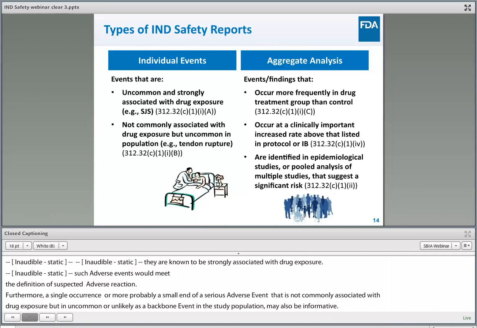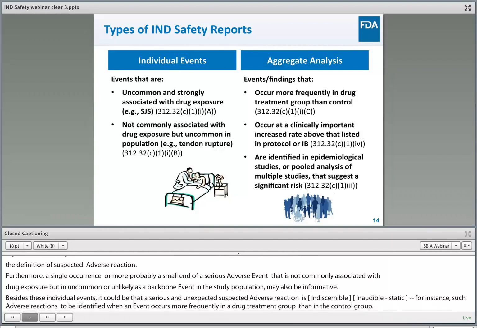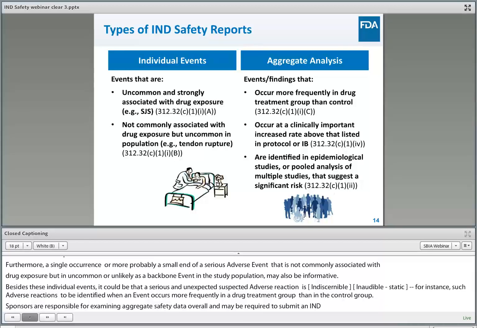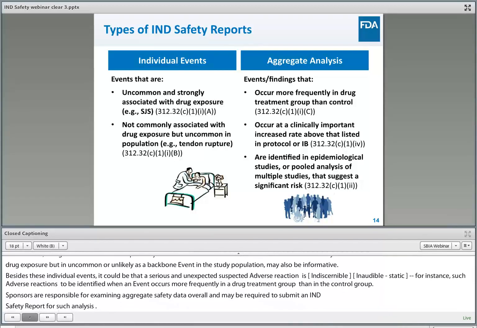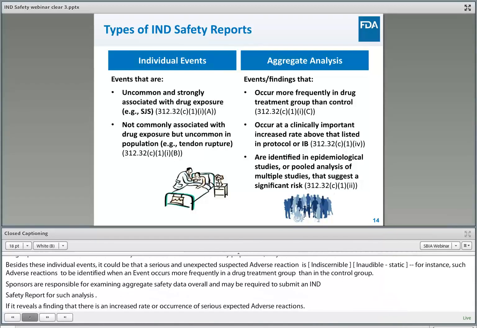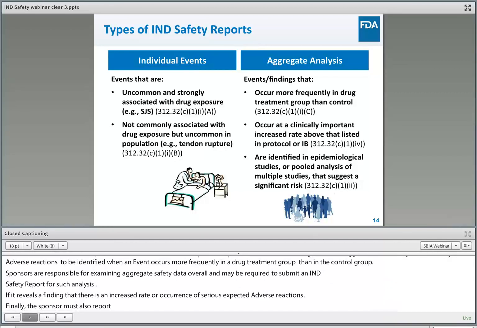Sponsors are responsible for examining aggregate safety data overall and may be required to submit an IND safety report where such analysis reveals a finding that there is an increased rate of occurrence of serious expected adverse reactions. Finally, the sponsor must also report any findings from clinical, epidemiological, or pooled analysis of multiple studies or any findings from animal or in vitro testing that suggest a significant risk in humans exposed to the drug.